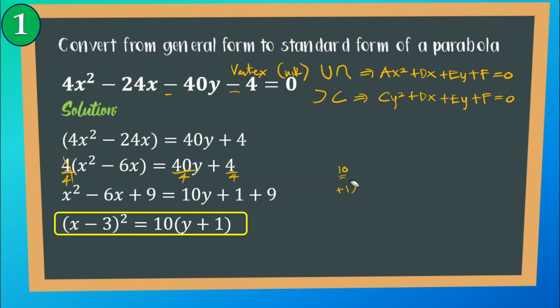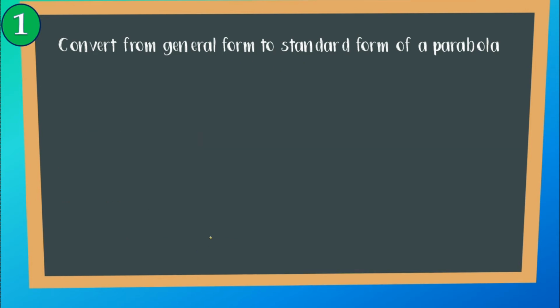So, as we look at the final answer, yung standard form, makikita natin, no? Yung equation nito is opens upward. Since positive naman yung latus rectum or length ng latus rectum, which is 10. Okay, meaning it opens upward. Okay, let's have another problem. Okay, convert natin from general form to standard form of a parabola.